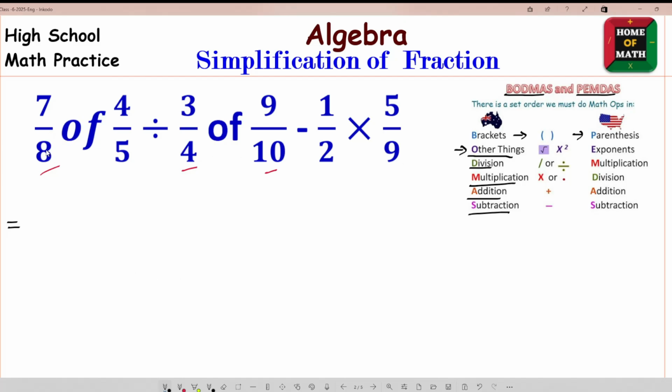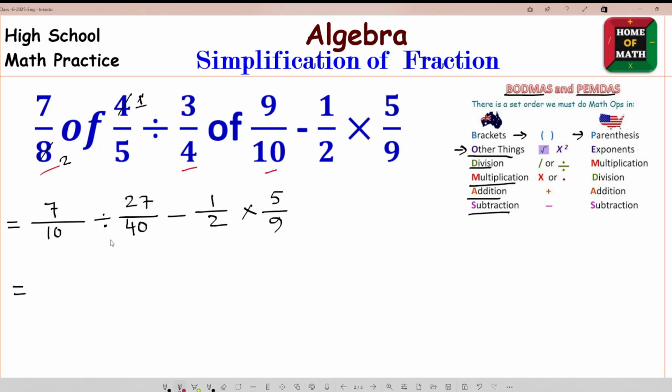Look, 8 divided by 4, it will be 2 here and 1 here. So 2 times 5 is 10, and 7 times 1 is 7. Then divide. Here is also the same thing, 3/4 of 9/10. We cannot simplify this one, so 3 times 9 is 27, and 4 times 10 will be 40. Then minus 1 divided by 2 times 5 divided by 9.